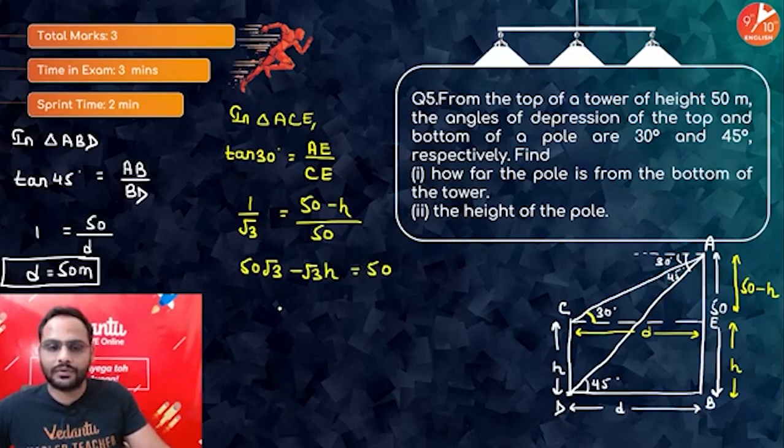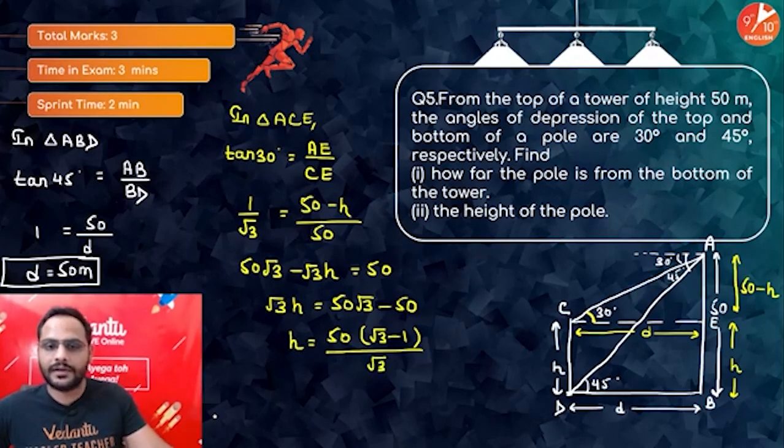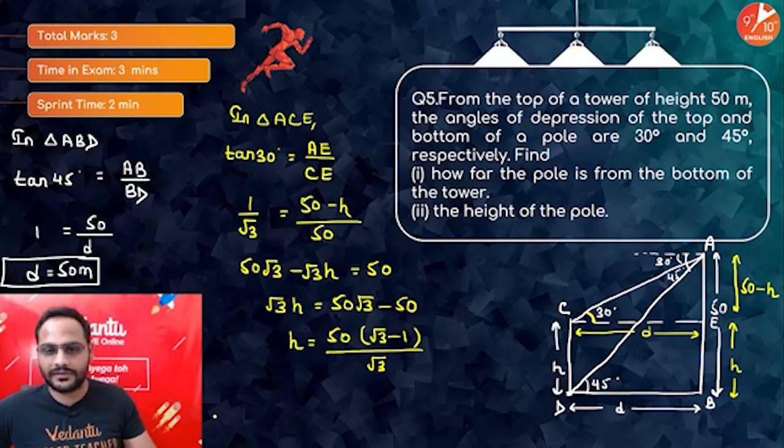This 50 over there, root 3 h over there, you'll get root 3 h is equal to 50 root 3 minus 50. Take 50 common, so h is equal to 50 times of root 3 minus 1 divided by root 3. Correct? So this will be your height of the pole. If you want, you can rationalize it, or you can keep it like this as well.